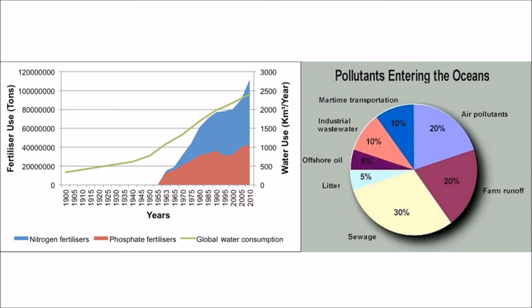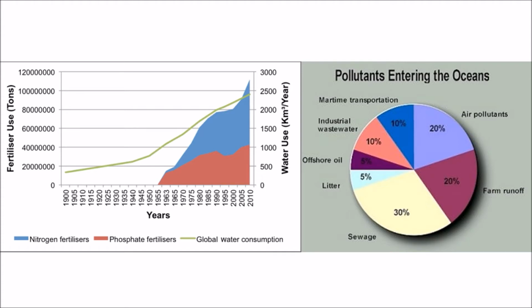Now, comparing these two graphs, on the left you can see a graph of the amount of fertilizer and water used in the world. Almost 100 million tons of both nitrogen and phosphate fertilizers were used in the year 2010. And these fertilizers will eventually flow to the groundwater and into the ocean.